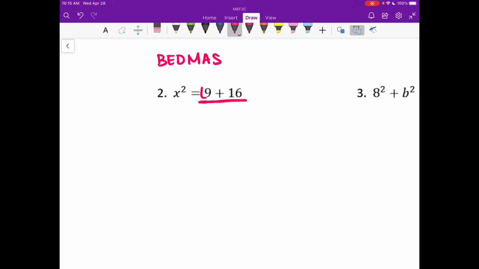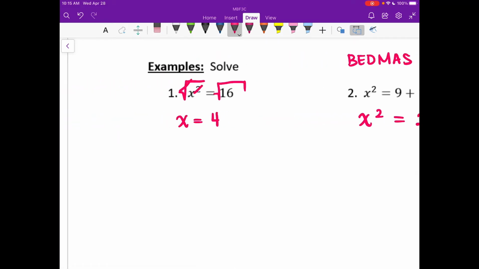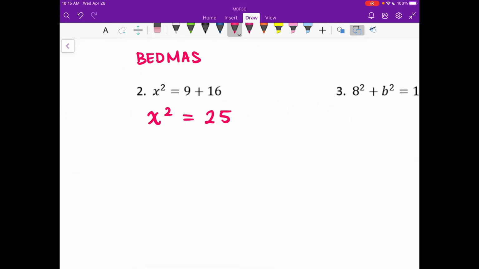I like to see each side of the equation as brackets, so it's just easier to solve that way. So if I had x squared, I'm just going to do 9 plus 16, which I know is 25. And then I'm stuck back where I was before. I had an x squared and it was equal to 16. Now I have an x squared and it's equal to 25.